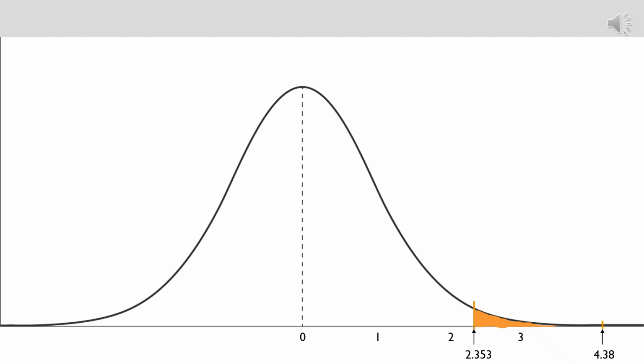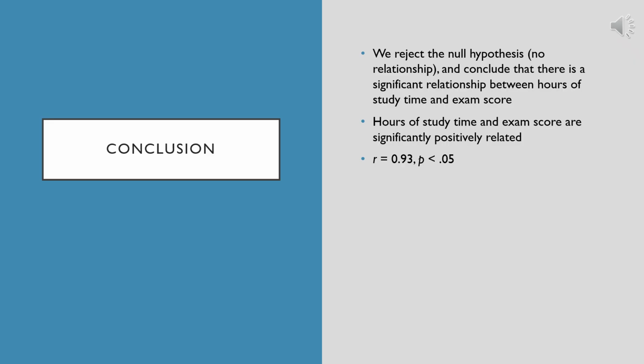Therefore, we can reject that idea that the two variables are not related and conclude that in fact the two variables are significantly related, and because our alternative hypothesis was in this case that they're positively related, that is also what we have found here. They are positively related. So to sum this up, we reject the null hypothesis that there's no relationship between study time and exam grade, and conclude that there is a significant relationship between those two variables.